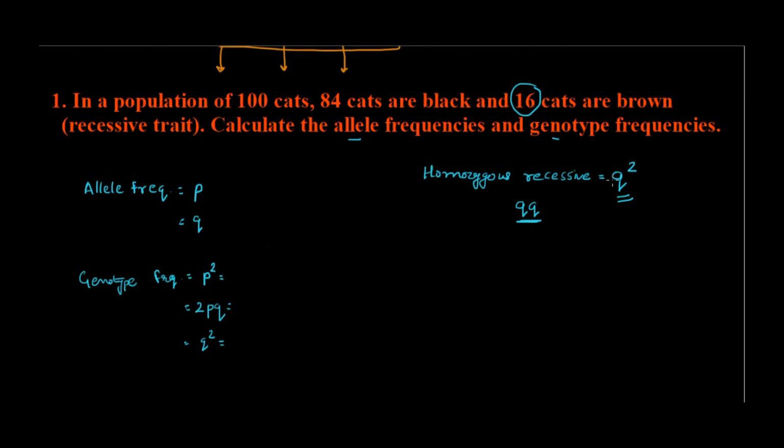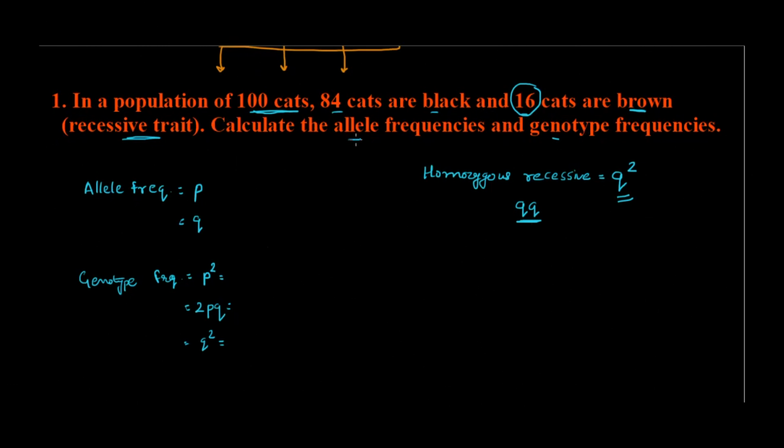Alright, so now let's look at the problem. It says that in a population of 100 cats, total population is 100, 84 cats are black and 16 cats are brown. Brown is a recessive phenotype. Brown is a recessive trait. Calculate the allele frequency and genotype frequency of this population.